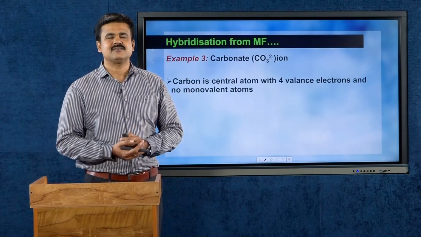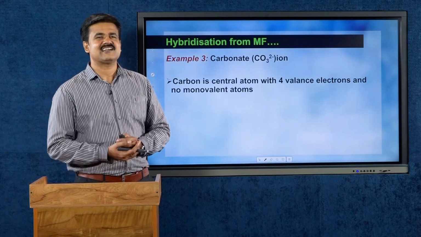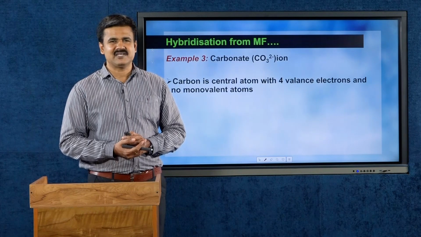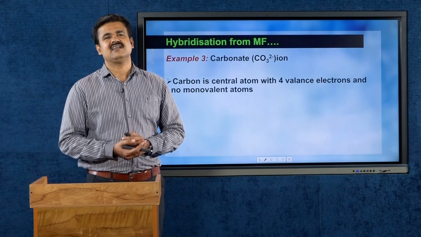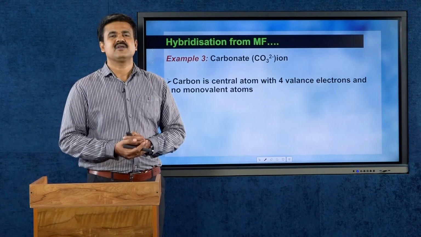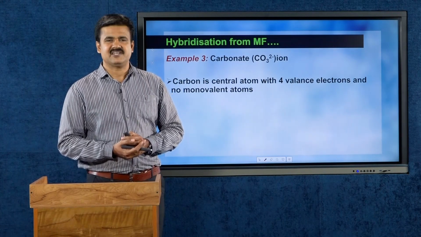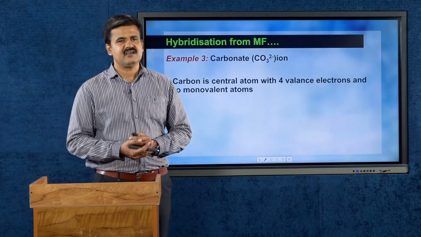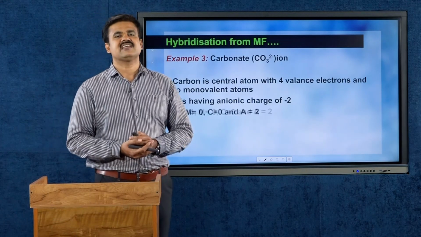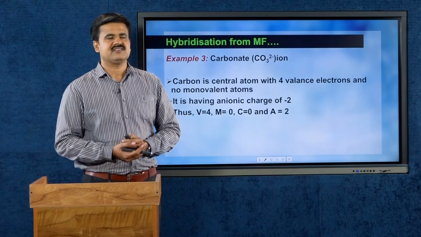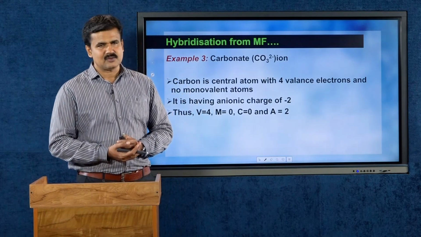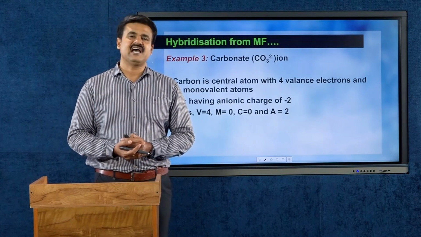Here the central atom is carbon. You know, carbon is a tetravalent element. That means the central atom carbon has 4 valence electrons around it, and in carbonate radical, in CO3 2 minus ion, there will be no monovalent elements because the oxygen atom is a divalent atom. So, there will be no monovalent atom. It is an anionic species with a charge of -2. So, we can conclude that V is equal to 4, that is number of valence electron is equal to 4, number of monovalent atom is equal to 0, cationic charge is equal to 0, and anionic charge is equal to 2.